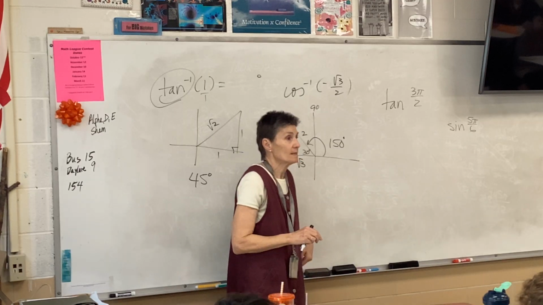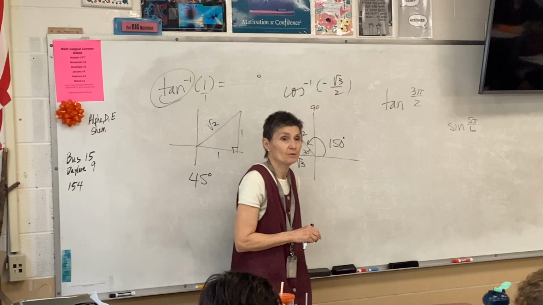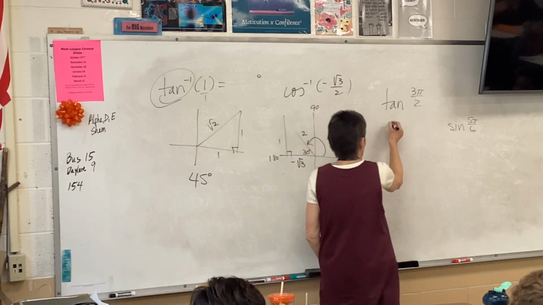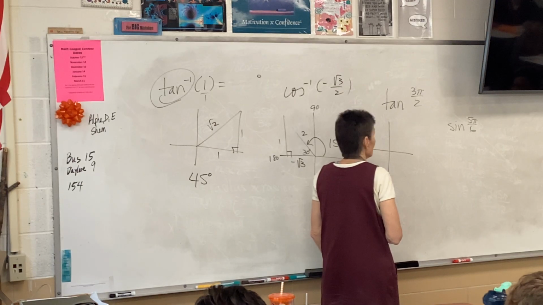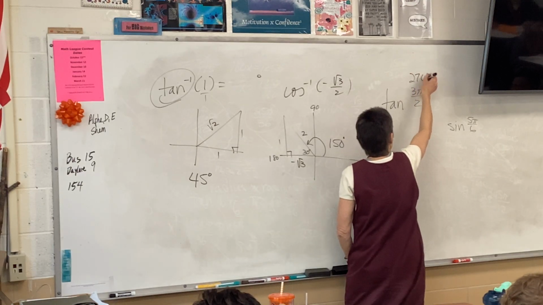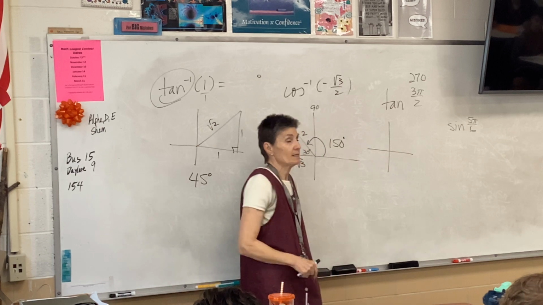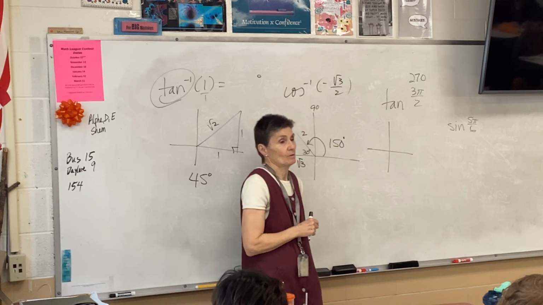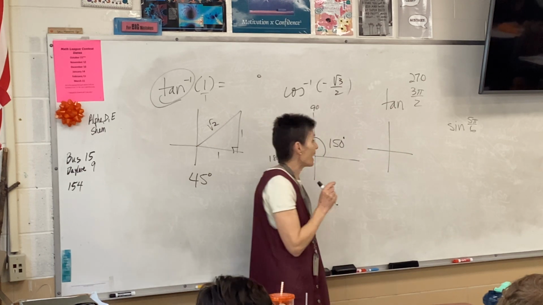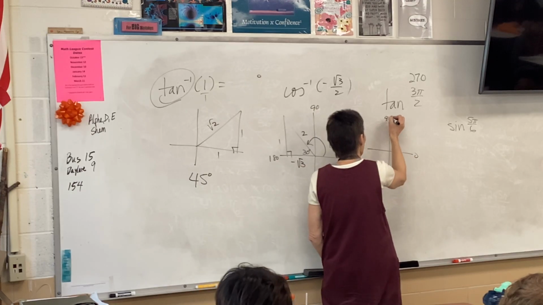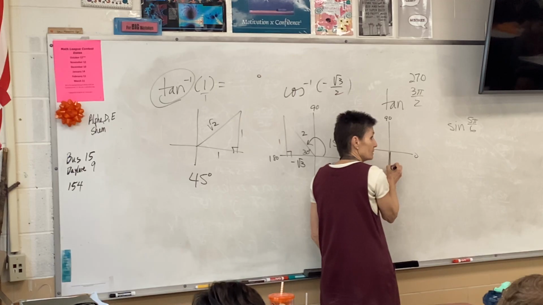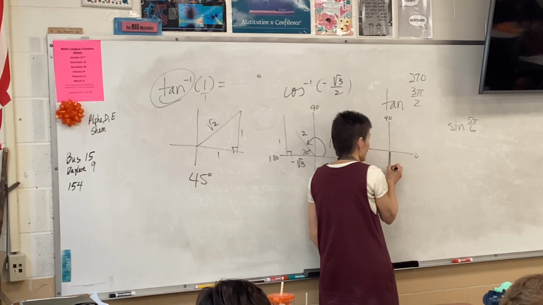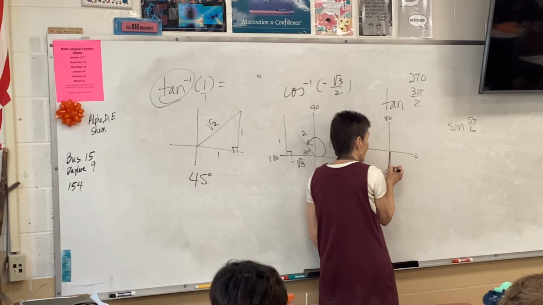What do you think? Tangent 3 pi over 2. What do I need to do first? 3 times 180 divided by 2. So that's going to be 270. 270 is not the answer. 270 is the angle that I'm going to draw. Oops, it's right here, isn't it? So what do I do since it's on the axis?